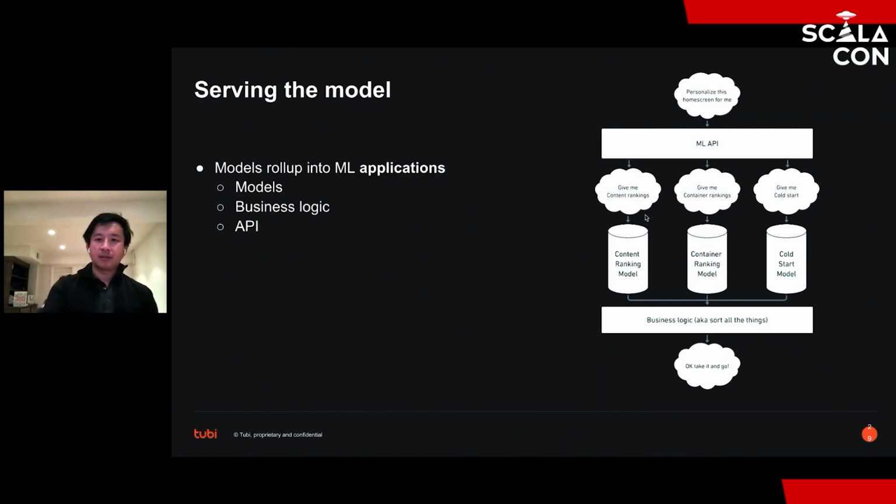Give me content rankings, give me container rankings, give me cold start rankings. It goes through the same model, all the same kind of pipelines. And then the business logic is how to put all of those rankings together into a combined response. So this is where really our Scala and Akka choice of tech stack shines, right?